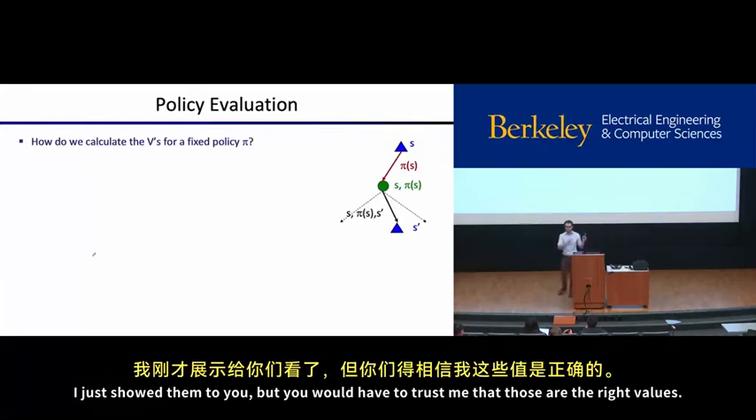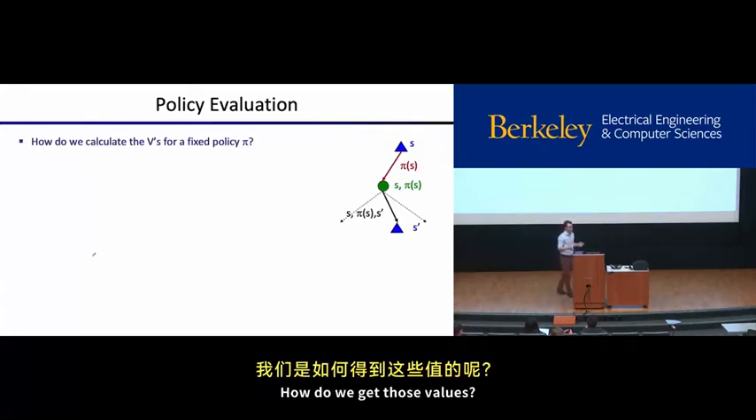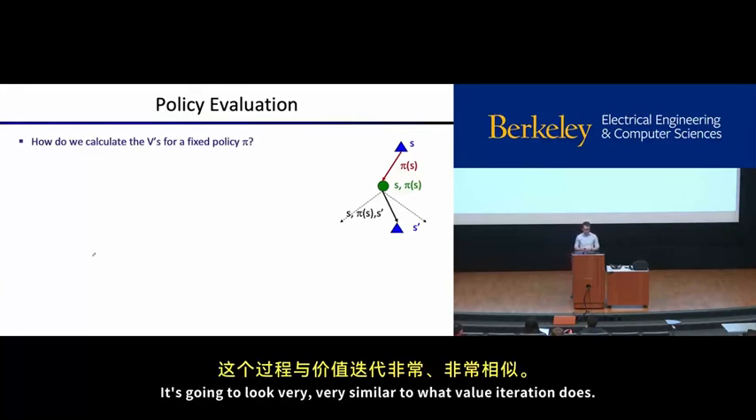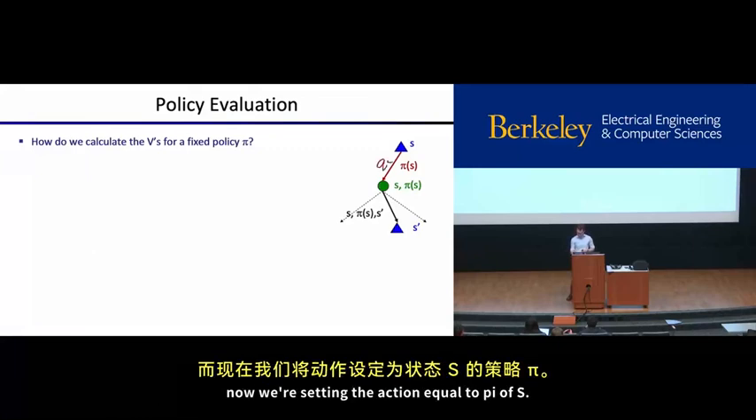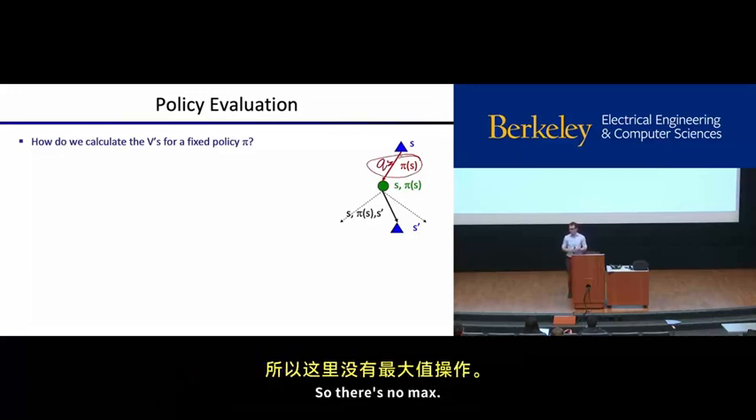I just showed them to you, but you would have to trust me that those are the right values. How do we get those values? It's going to look very, very similar to what value iteration does. The only difference is that whereas before we had this max, now we're setting the action equal to pi of s. So there's no max.